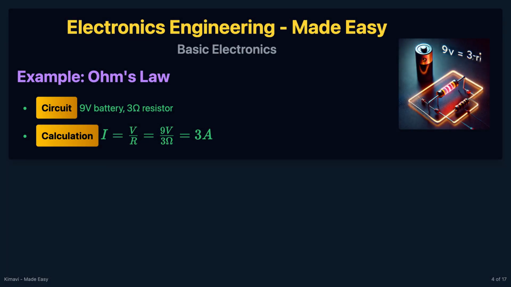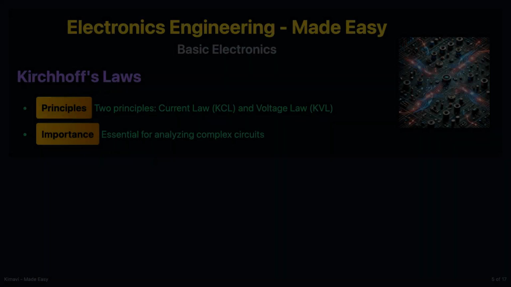Consider a simple circuit with a 9-volt battery and a resistor of 3 ohms. Using Ohm's law, we can calculate the current flowing through the circuit. The current I is equal to the voltage V divided by the resistance R. So I equals 9 volts divided by 3 ohms, which equals 3 amperes. Therefore, the current flowing through the circuit is 3 amperes.